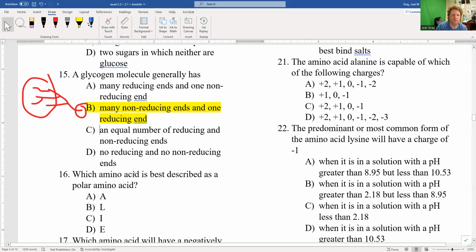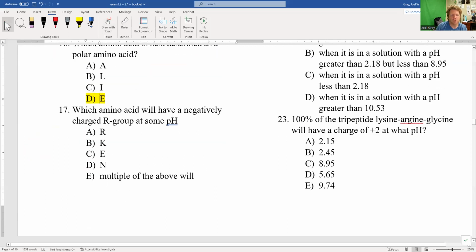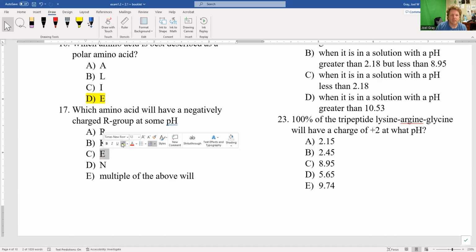Number 16, which amino acid is best described as a polar amino acid? Okay, alanine, leucine, isoleucine, glutamic acid. E, glutamic acid. Question 17, which amino acid will have a negatively charged R group at some pH? So we're speaking specifically about the R group. Arginine will either be positive or nothing. Lysine will be positive or nothing. Asparagine will be nothing. It's a neutral polar amino acid. Glutamic acid is going to be negatively charged at some pH, so the correct answer for number 17 is C.